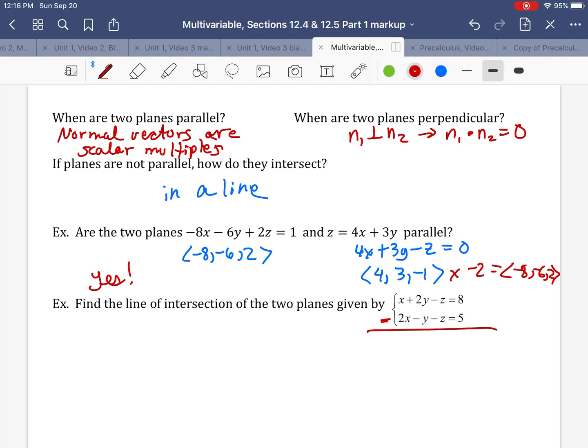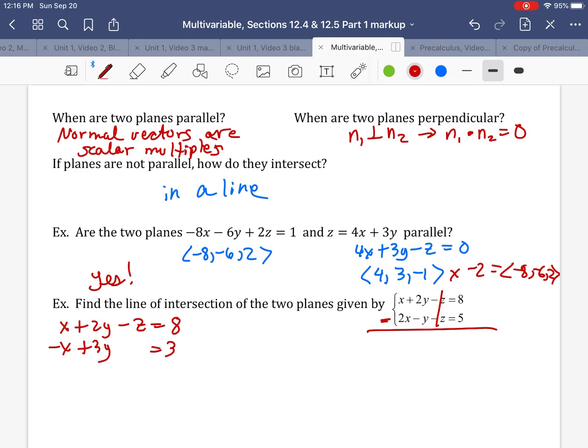So when I subtract these, my first equation is going to stay the same, x plus 2y minus z equals 8. When I subtract them, I get x minus 2x, so that's -x. Then I get 2y minus a -y, so it turns into plus, so plus 3y. And then, like I wanted, my -z plus z goes away. And then I get 8 minus 5 is 3.